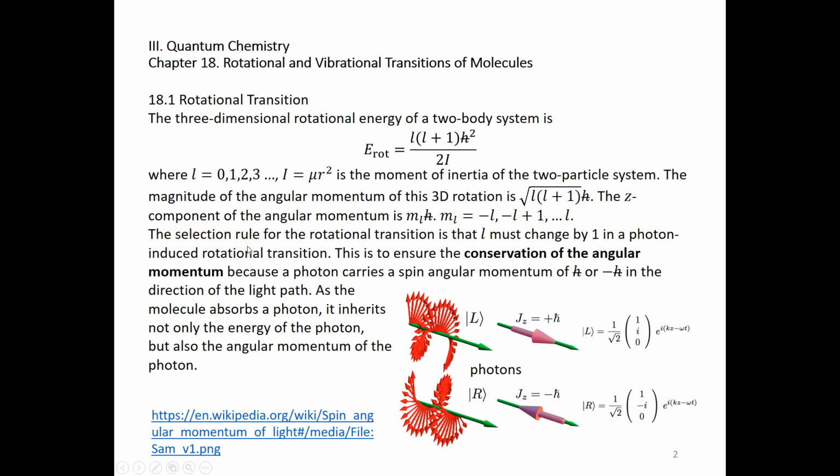The selection rule for the rotational transition is that L must change by 1 in a photon-induced rotational transition. So L can increase by 1 or decrease by 1. This is to ensure the conservation of the angular momentum, because a photon carries a spin angular momentum of h bar or negative h bar in the direction of the light path. As the molecule absorbs a photon, it inherits not only the energy of the photon, but also the angular momentum of the photon.